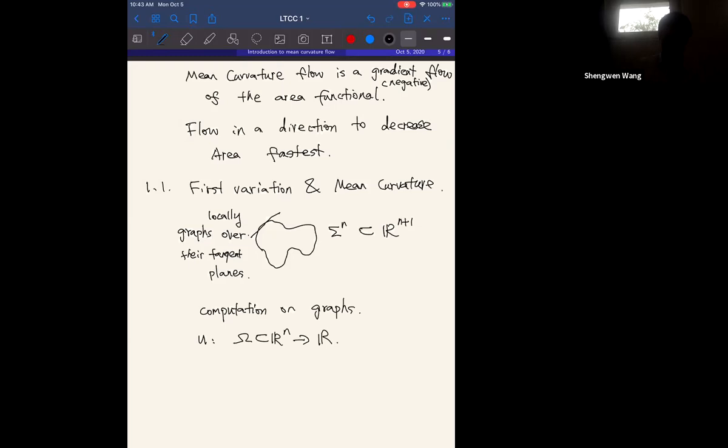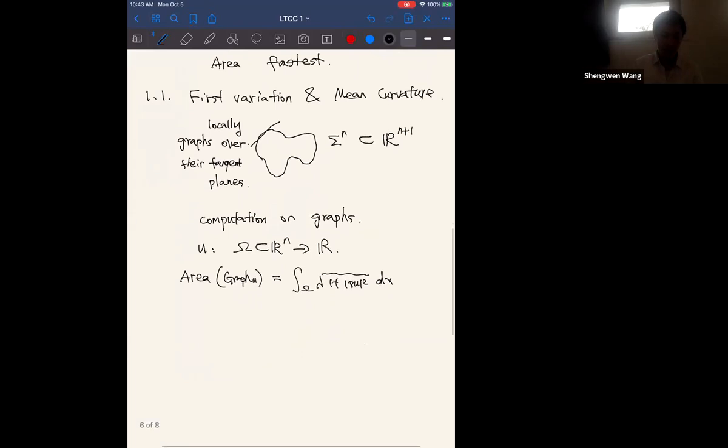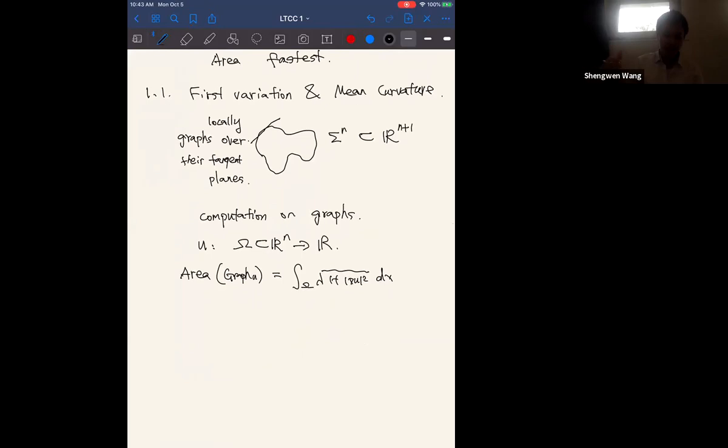Then you can compute the area of the graph of u, which is the integration of the area form, of course. And the area form is the square root of 1 plus |grad u|^2. This is from your calculus course. Now we want to compute how the area is going to change. So we want to compute the directional derivative of the area functional at a given graph.